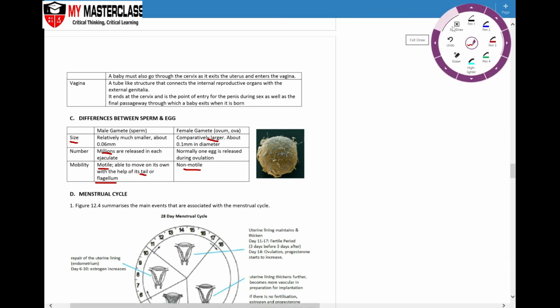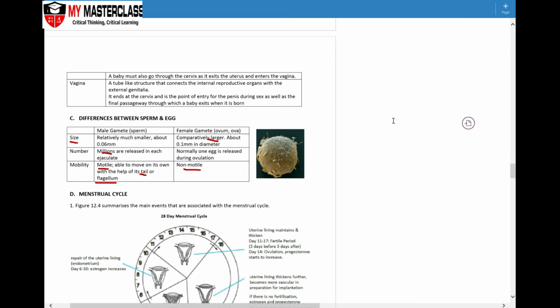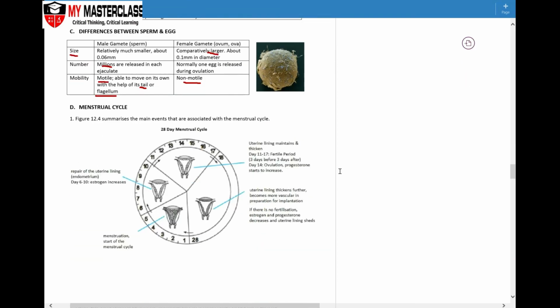The next part of the video that we'll be doing is the menstrual cycle, which will cover how the endometrium lining thickens and sheds in the lack of fertilization.